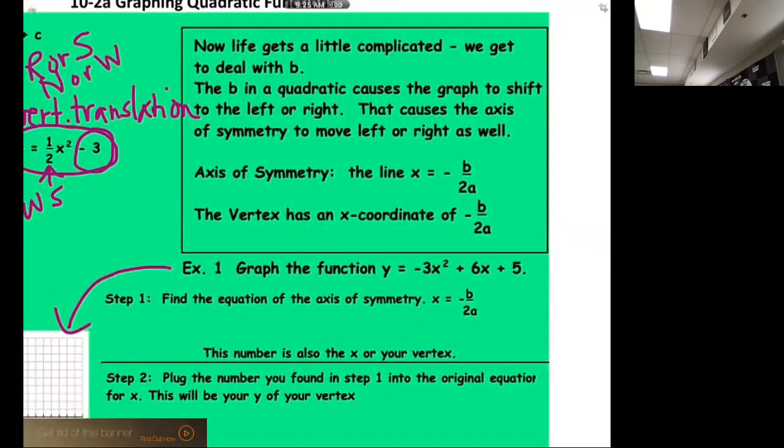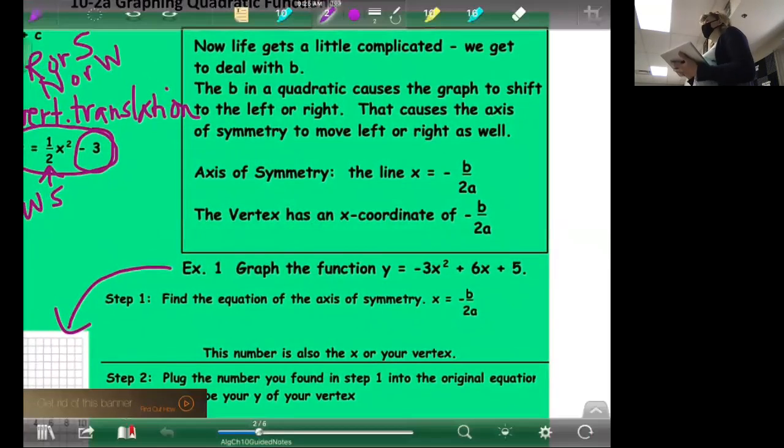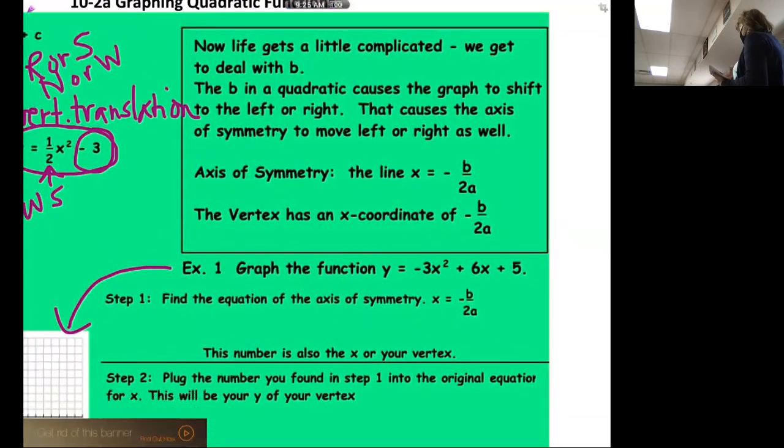Okay. Now, what the B does is it takes those graphs and moves them from the center. Before, our y-axis happened to be our axis of symmetry. Remember, it's the very middle of the graph. It shows the mirror image on both sides. That was always on the y-axis. Well, now we're changing it. We're moving it. It's called horizontal translation.